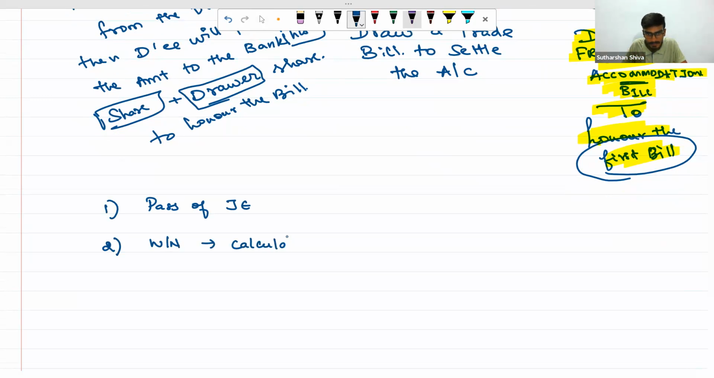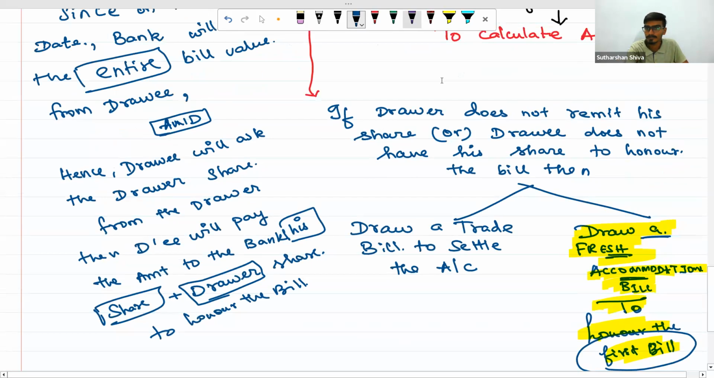Calculate the amount payable or the amount I need to receive that you are going to prepare. That is, you are going to prepare the account of the opposite person. From whose books you are preparing, you prepare the account of that opposite person. This is the entire discussion about the accommodation. Okay.